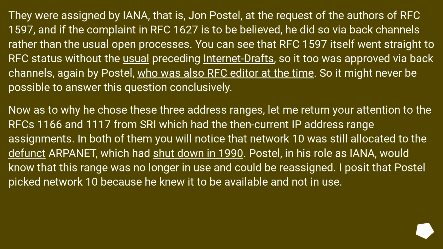Now as to why he chose these three address ranges, let me return your attention to the RFCs 1166 and 1117 from SRI, which have the then current IP address range assignments. In both of them, you will notice that Network 10 was still allocated to the defunct ARPANET, which had shut down in 1990. Postel, in his role as IANA, would know that this range was no longer in use and could be reassigned. I posit that Postel picked Network 10 because he knew it to be available and not in use.